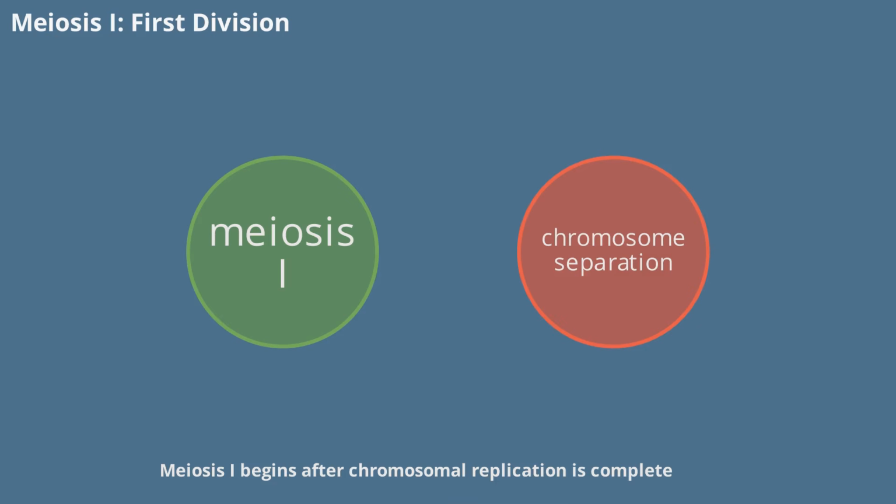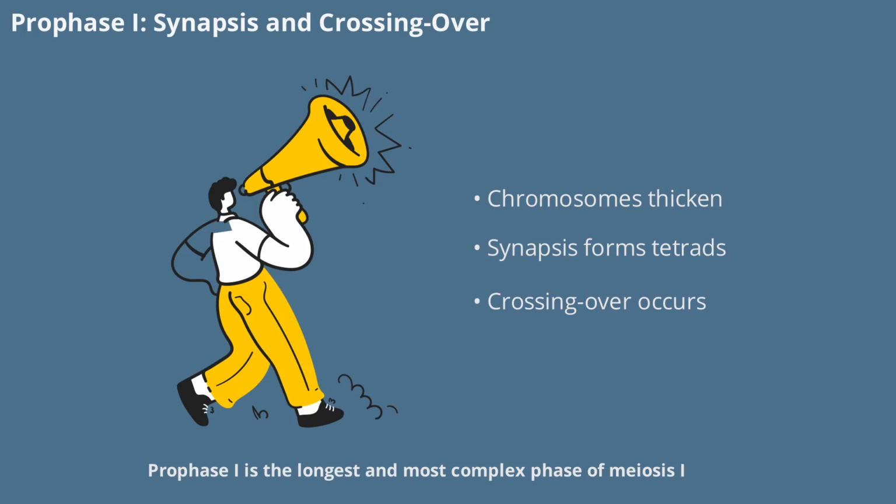Meiosis I begins after chromosomal replication is complete. It consists of 4 stages: prophase I, metaphase I, anaphase I, and telophase I. Each stage plays a distinct role in separating homologous chromosomes and introducing genetic variation through processes like synapsis and crossing over. Prophase I is the longest and most complex phase of meiosis I.